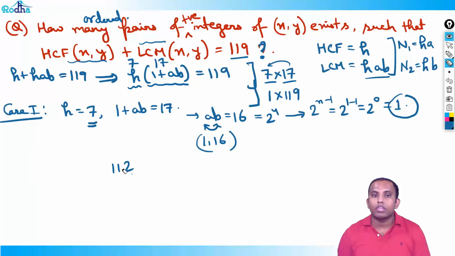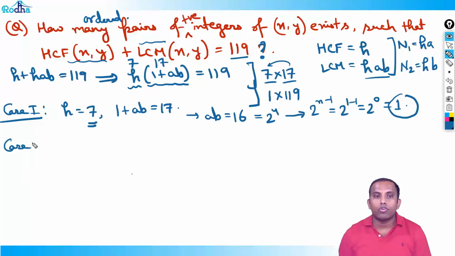Now, case 2 we'll discuss. For case 1, 1 is the unordered solution. Now we'll multiply by 2 because we have to find ordered. So ultimately it will be 2 only. So 2 ordered solutions for the first case, or 1 unordered for the first case.